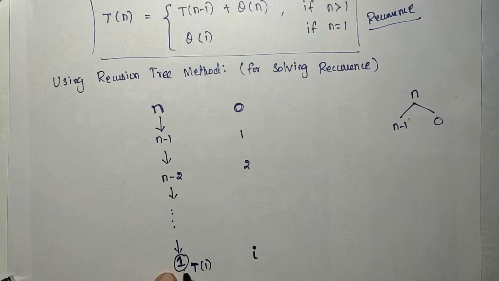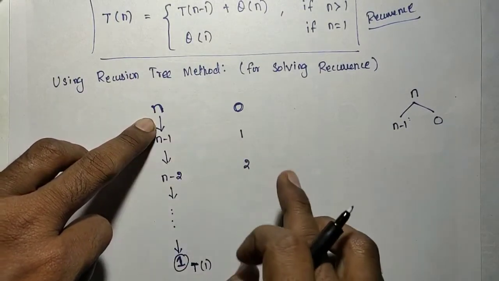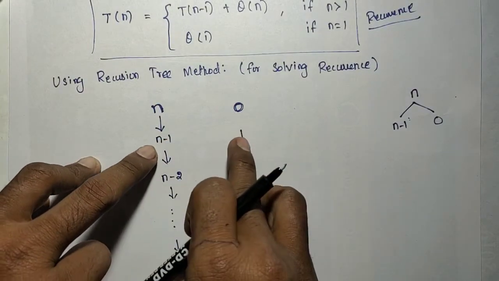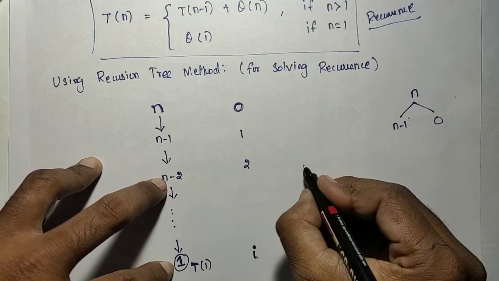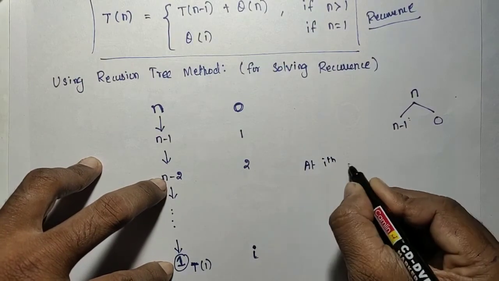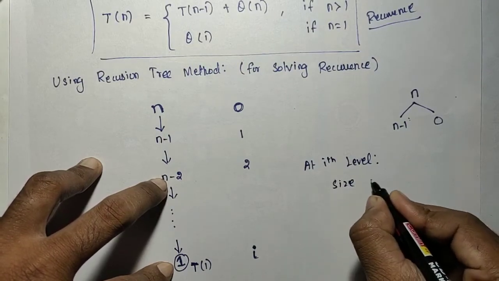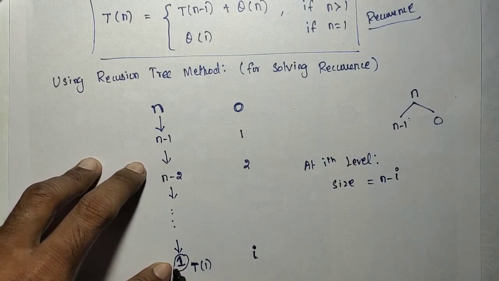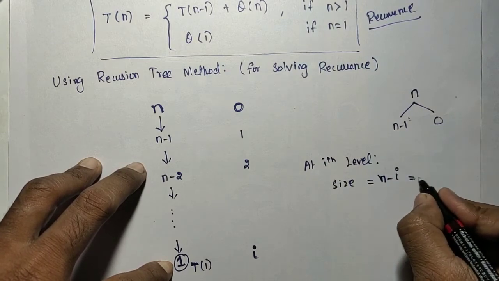When the size becomes 1, it means that at the 0th level the size is n, at the first level the size is n-1, at the second level n-2. Similarly, in the ith level the size is n-i. We are saying that the ith level is where the size becomes 1, so n-i equals 1.